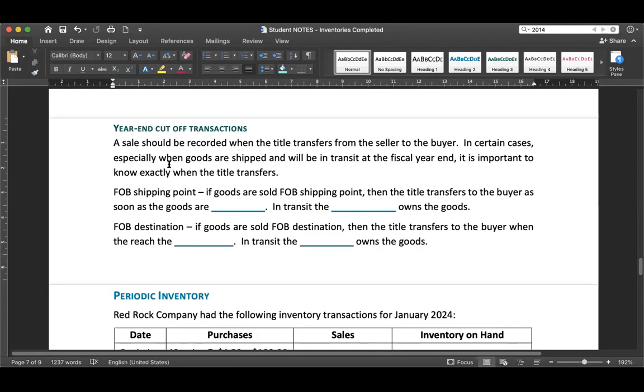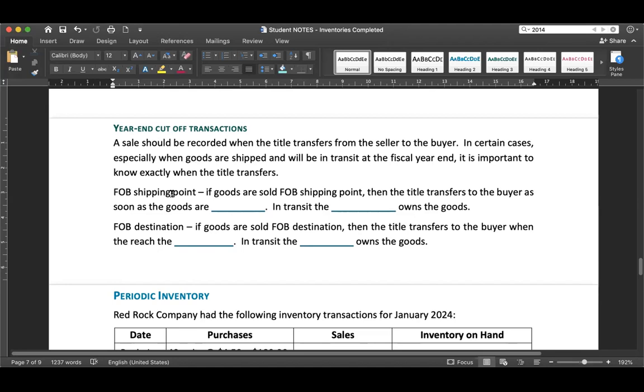And that is when we have year-end cutoff transactions. So a business may have goods that are in transit on the way coming to them from their suppliers, or it may have goods on the way to their customers. And so in either case, when we do a physical inventory count, those goods that are in transit are not going to be in the physical count of either the buyer or the supplier or the customer.